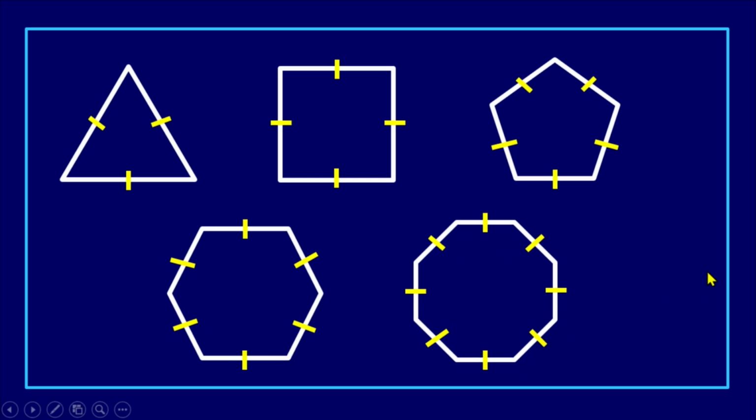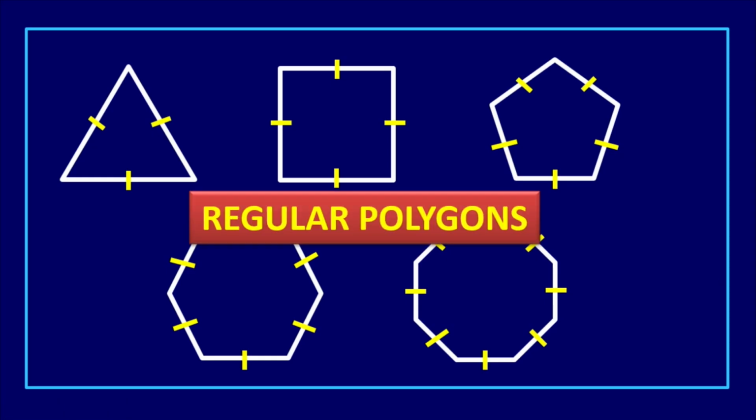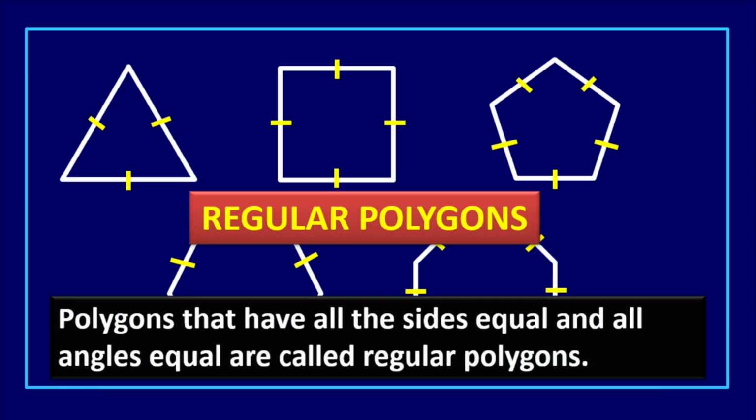Now, such type of polygons, we generally call regular polygons. So, what do you mean by regular polygons, children? Polygons that have all the sides equal and all angles equal are called regular polygons. So, equilateral triangle is a regular polygon, square is also a regular polygon, and this is a regular pentagon, regular hexagon and regular octagon. Got it, children?